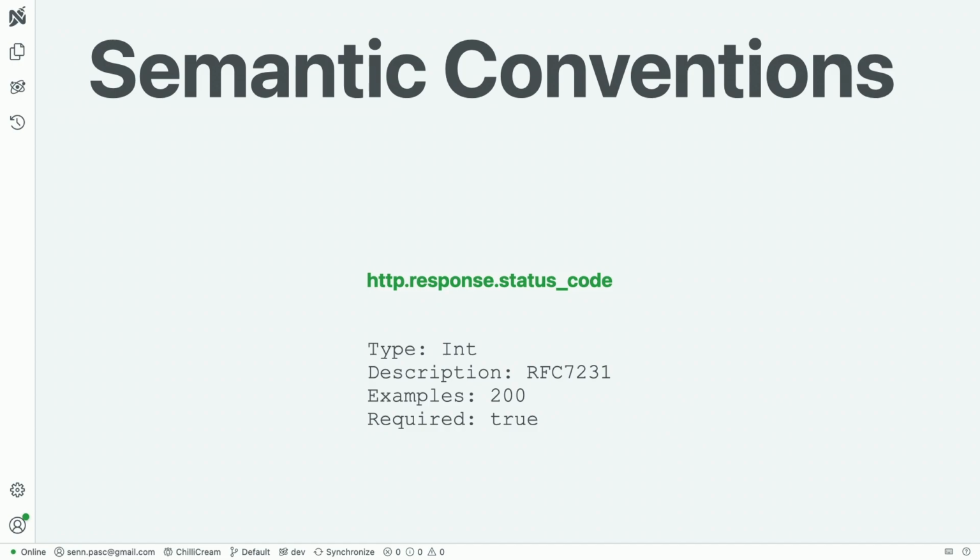The semantic convention also defines what type this is and the description, like this has to be an int, and it has to be an int which is defined in RFC 7231, which you can read after this talk is over.